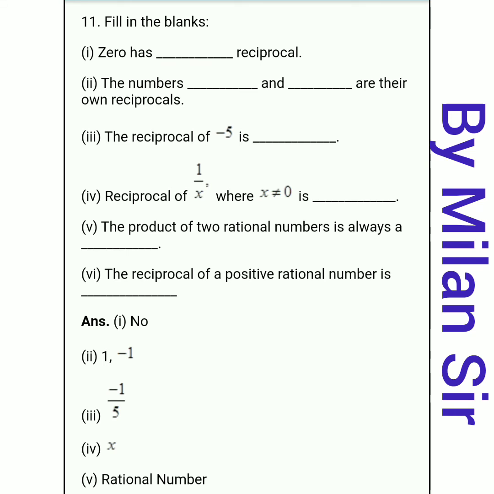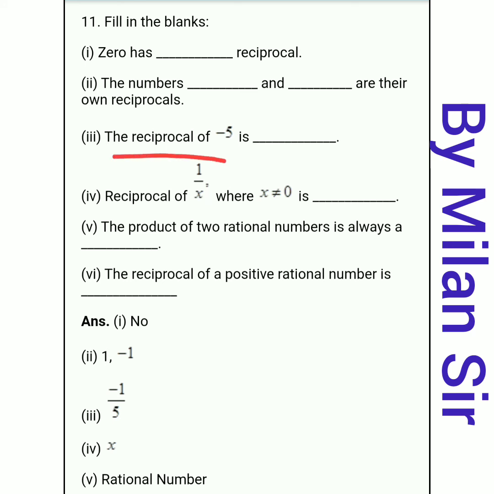Then the numbers blank and blank are their own reciprocals. Own reciprocals means the number is equal to its reciprocal. I already explained this in question number 10, right? 1 and minus 1 both have their own reciprocals. That means the reciprocal of 1 is 1, and the reciprocal of minus 1 is minus 1. Okay, so 1 and minus 1 are their own reciprocals. That means equal to its reciprocal.